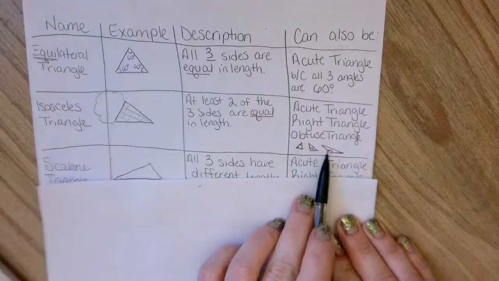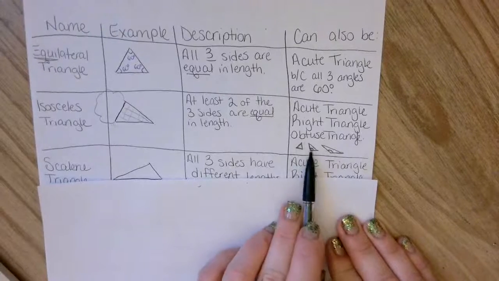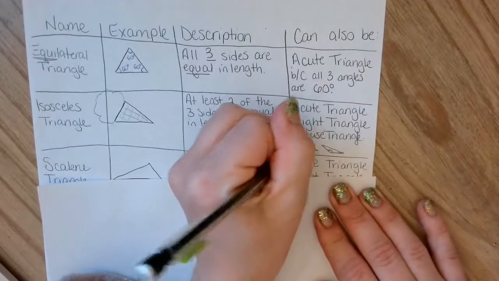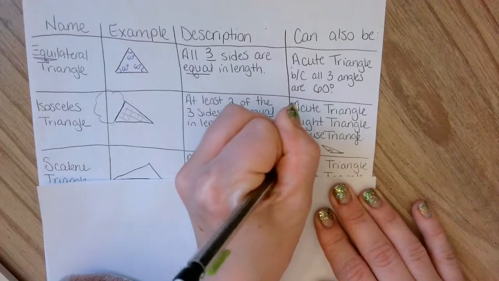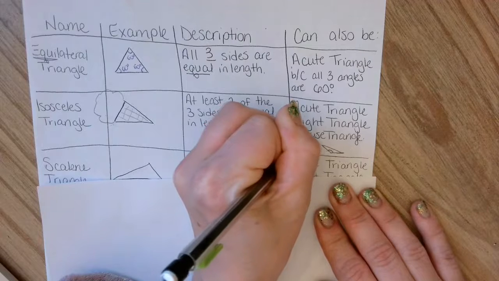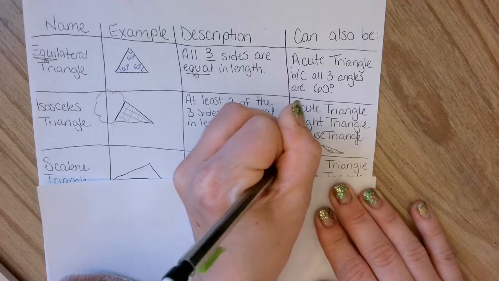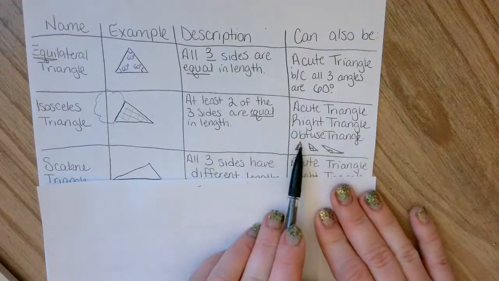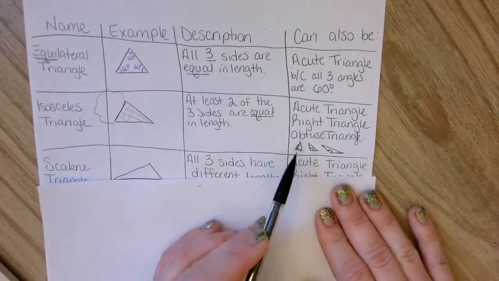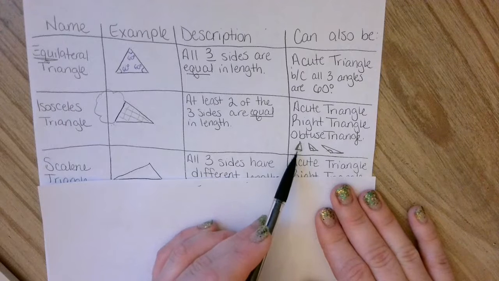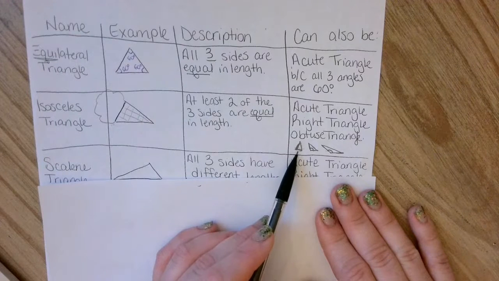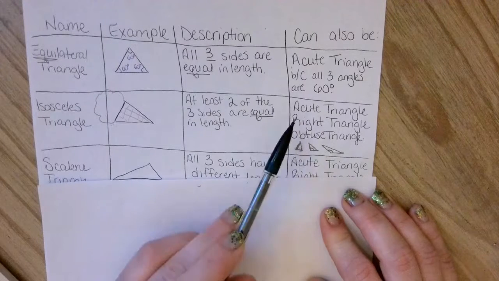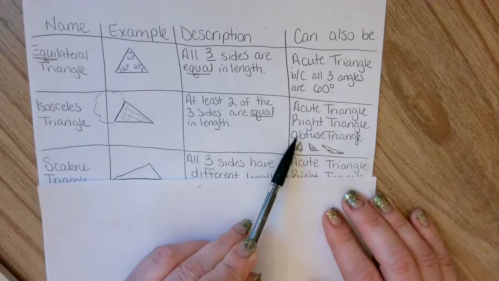So all three of these are technically isosceles triangles. This is an acute one. I'm not very good at drawing acute isosceles triangles, but you kind of get the picture. So like these two would be equal sides, but then one of the sides would be shorter, but all of the angles are acute. So isosceles triangles can have acute, right, or obtuse angles.